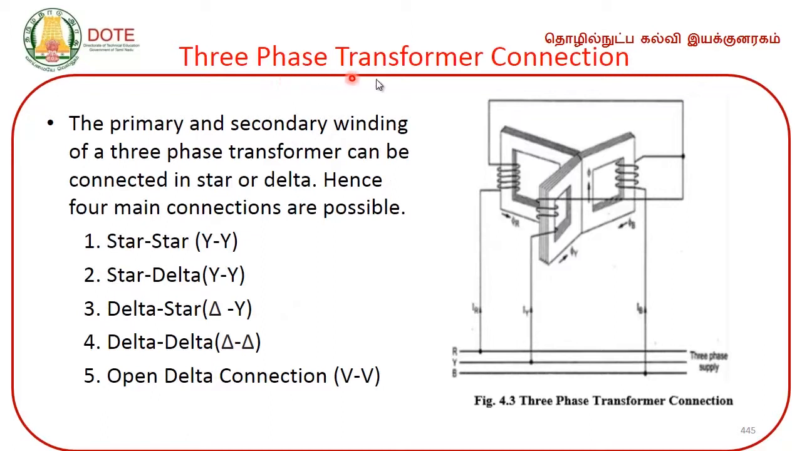3-phase transformer connections. The primary and secondary winding of a 3-phase transformer can be connected in either a star mode or in a delta mode. Hence, 4 main connections are possible. One is star star, second one is star delta connection, and delta star and delta delta, finally open delta connection.